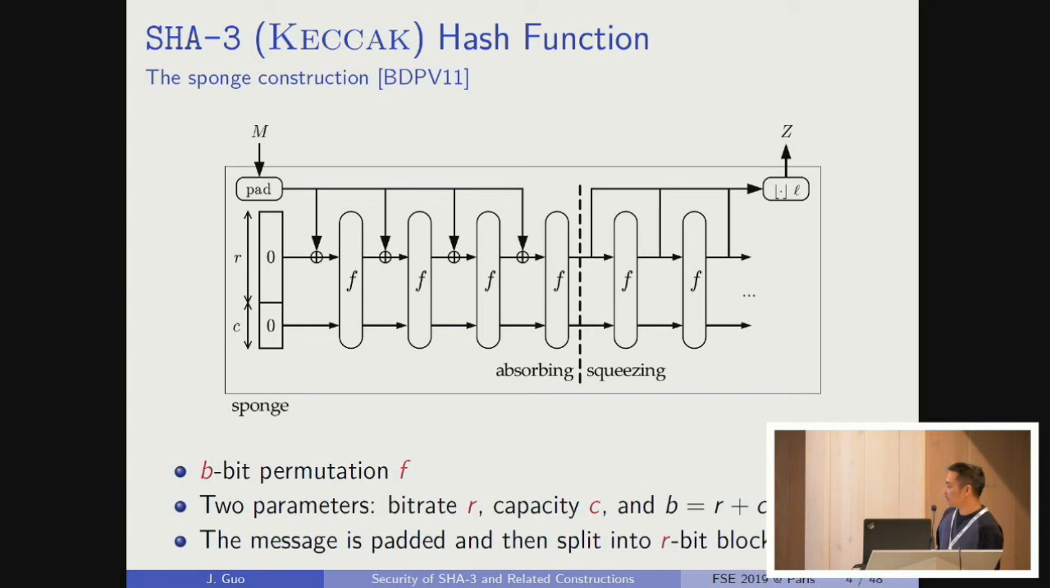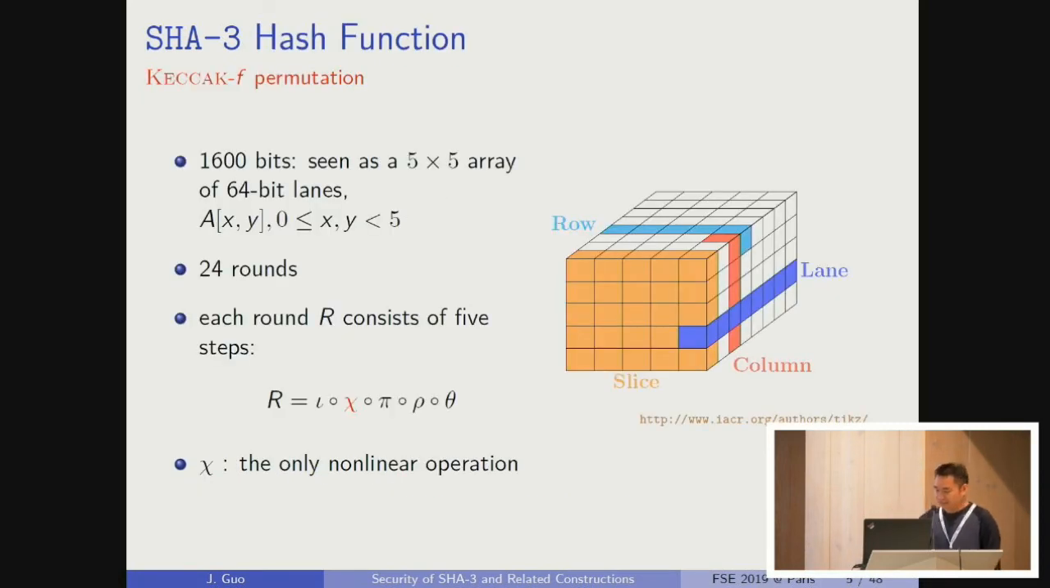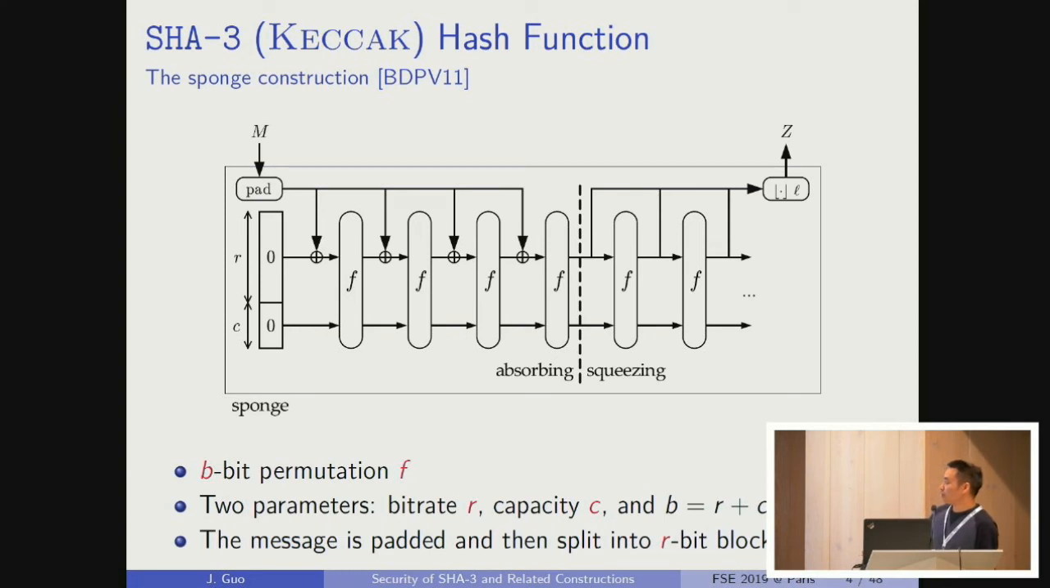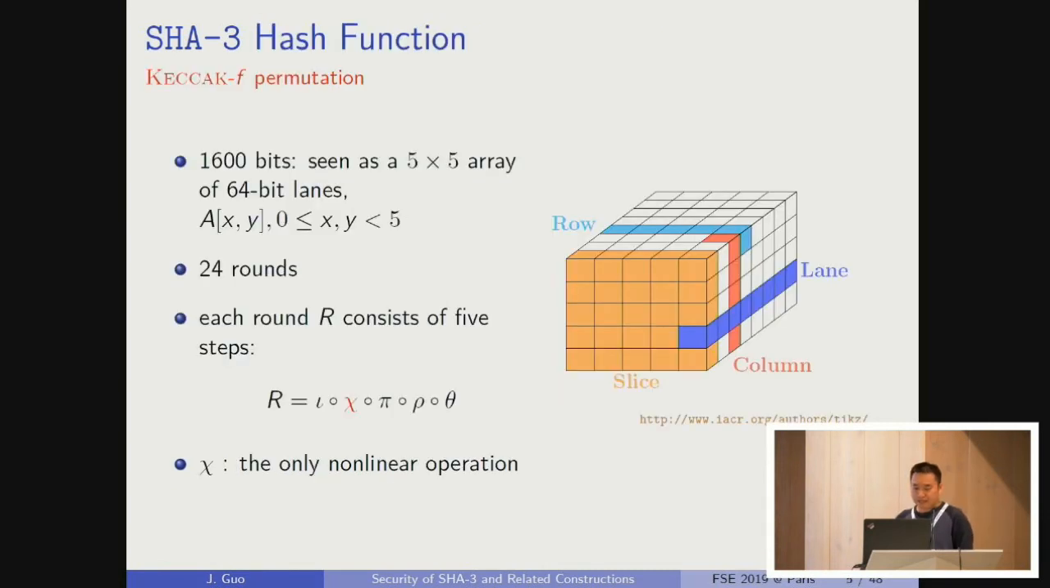For Keccak, we have a permutation of b bits, and there are several parameters, r and c. r is what we call the bit rate, and c is the capacity. So r plus c is b. Each call of the permutation processes r bits of the message. So when you have the sponge, what's left for us to define the hash function is to define the permutation f and the parameters r and c as well.